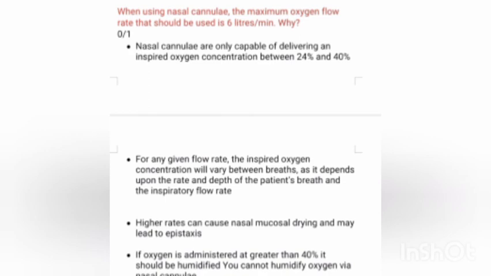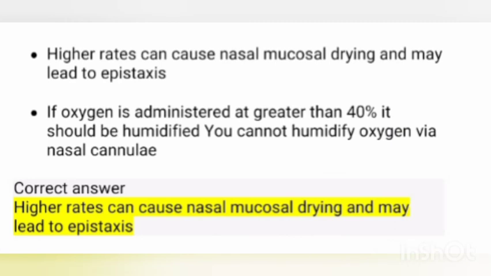Option C, high rates can cause nasal mucosal drying and may lead to epistaxis. Option D, if oxygen is administered at greater than 40%, it should be humidified. You cannot humidify oxygen via nasal cannula. The correct answer is option C. Higher rates can cause nasal mucosal drying and may lead to epistaxis.